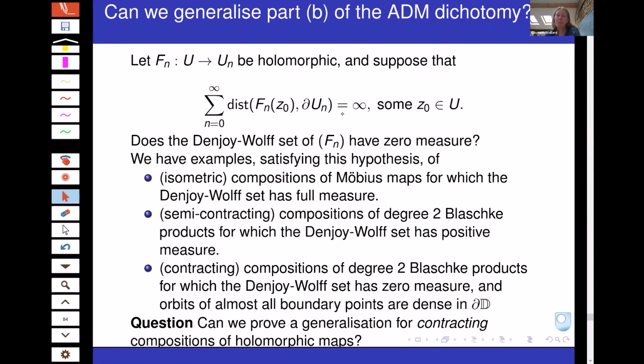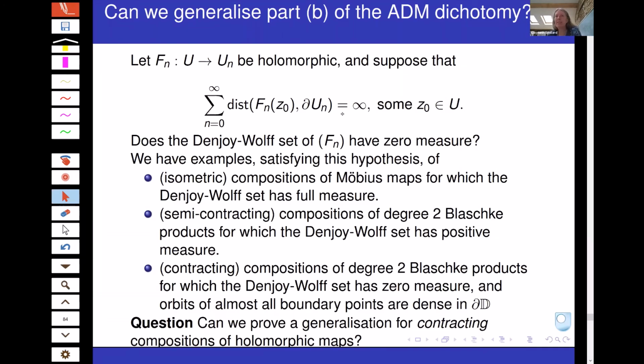But one of the interesting things which Fatou pointed out was that if you go back to the ADM dichotomy and look at the condition there, then when you're restricting yourself to iterates of inner functions, if this sum is divergent, then they must be contracting. So it's quite reasonable to put this hypothesis on: what happens if we look at contracting compositions?